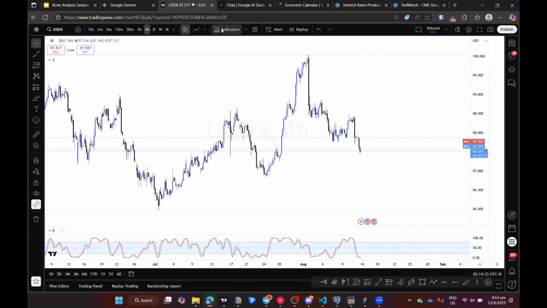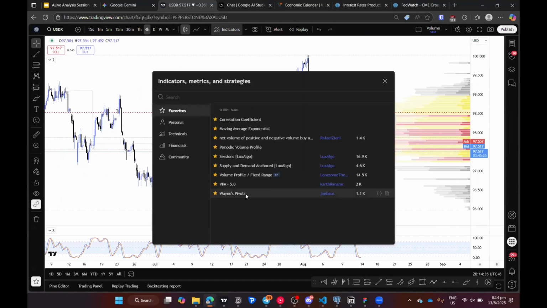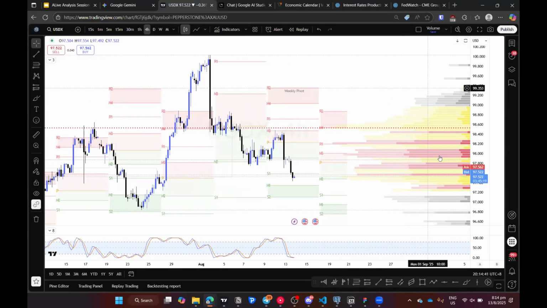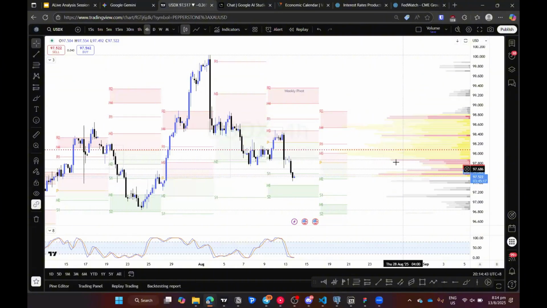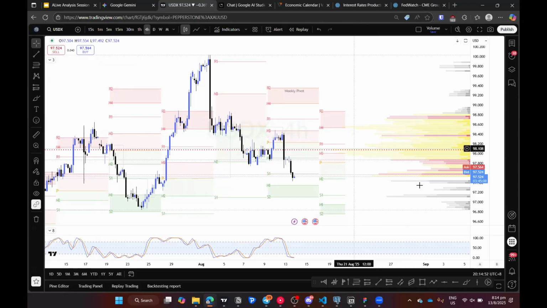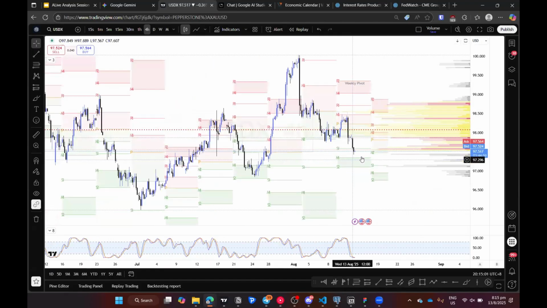As always, we will use the pivot points. The one that we're using is called Wayne's Pivot. And this other indicator that I'm using is called the visible range volume profile. You can just leave it there to highlight the key levels to take note of when you're trading a particular currency.